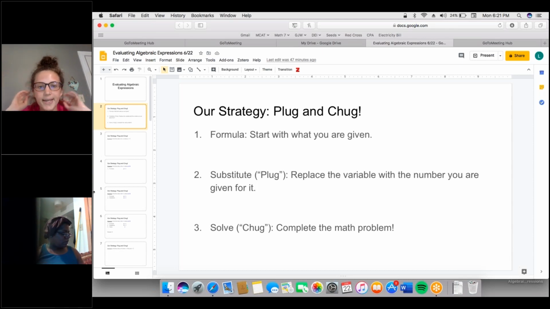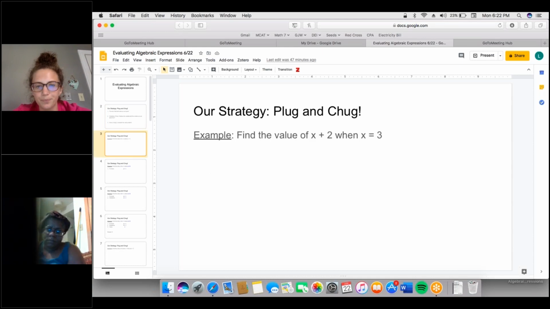Okay. And then the next step is the plug step or the substitute step, where we see what variables we are given and what numbers we can replace them with. We're going to see how we do that in the problems. And the last step is the chug step or the solve step, where we then solve it through and work it all out. It's easiest to see an example, so we're going to jump into that.